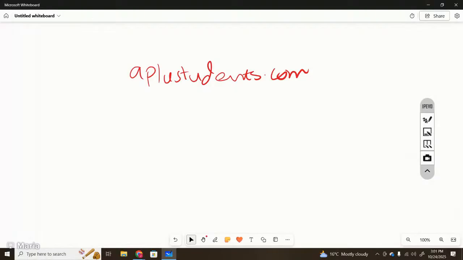Then you have to select math from the subject tab. Scroll down to grade 8 math and then click on view all lessons. There you can find a list of the chapters.